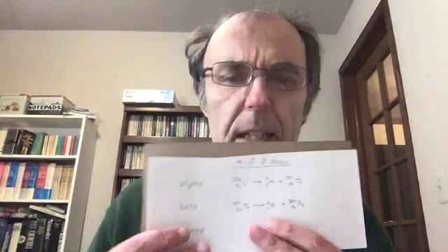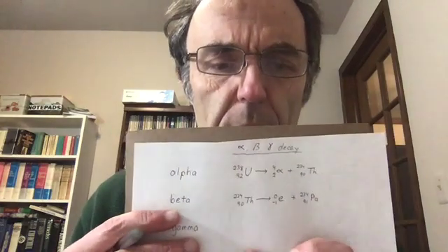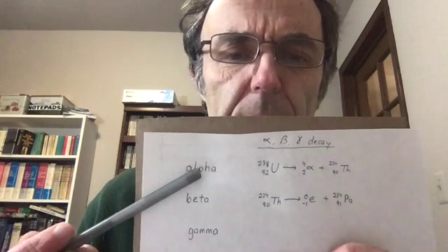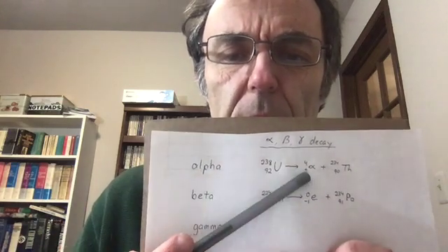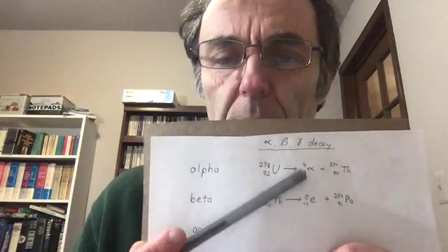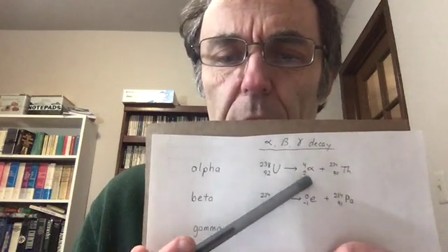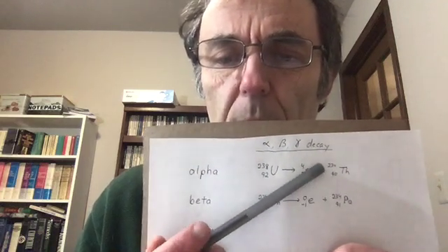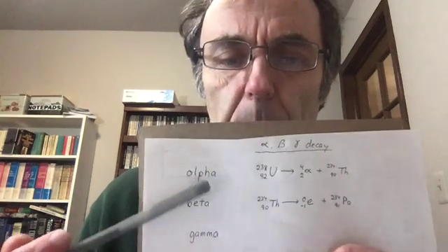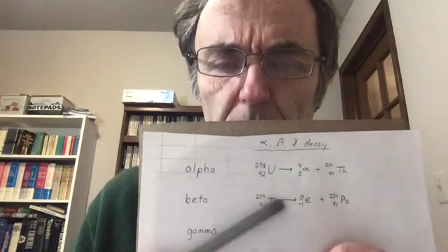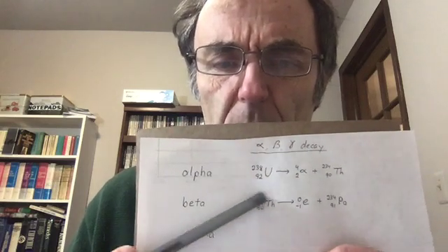So first, a lightning review. There are three main types of radioactive decay: alpha, beta, gamma. Alpha decay is when the nucleus shoots out an alpha particle, which is the nucleus of a helium atom. So uranium-238 shoots out the alpha particle, becomes thorium-234, alpha decay. Another type of decay was beta decay, when the nucleus shoots out an electron.